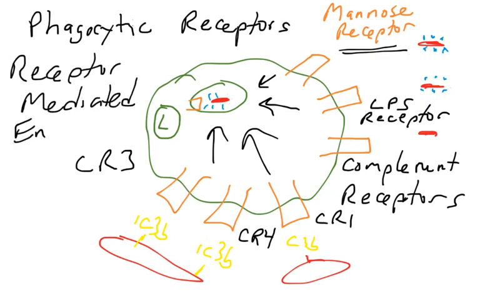So we've covered in this video how a cell, such as a macrophage, recognizes a pathogen and helps eliminate the pathogen. We'll cover in a later video the cytokines released by macrophages.